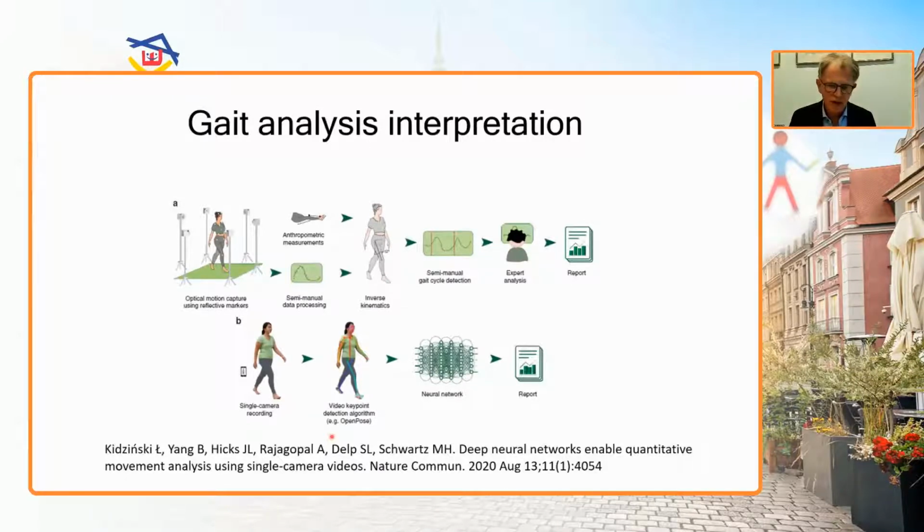It was a combined article between Minneapolis and Stanford, that besides the traditional way, as you can see here on your upper hand side, now I have to wave here to activate my lightning. You can see here the traditional workflow with a lot of expert analysis as part of it to come up with the report. Now you can take a single camera video, do the kinematic identification as I just showed you, then put that into a neural network to come up with a report.